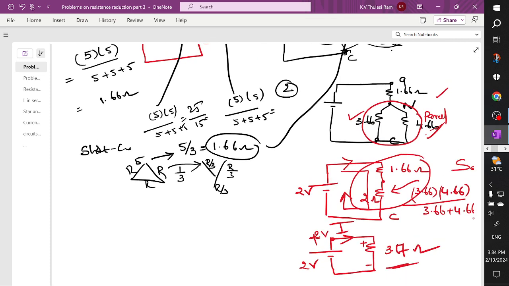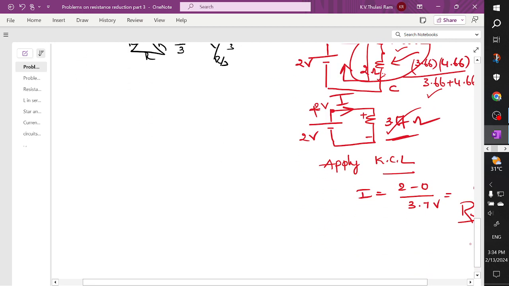And once again these two branches are connected in parallel. I applied the parallel formula, and this parallel branch is in series with this branch. This 1.66 and this 2 ohm are once again in series connection. I got the resultant. So we are going to apply the nodal analysis to find the current I.